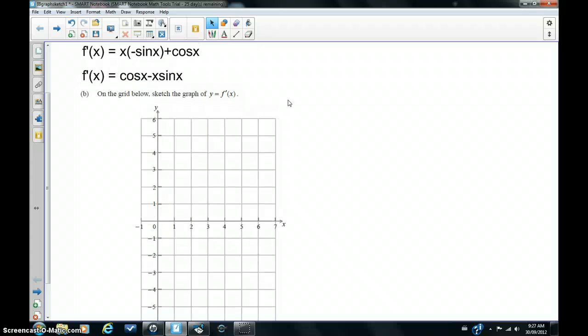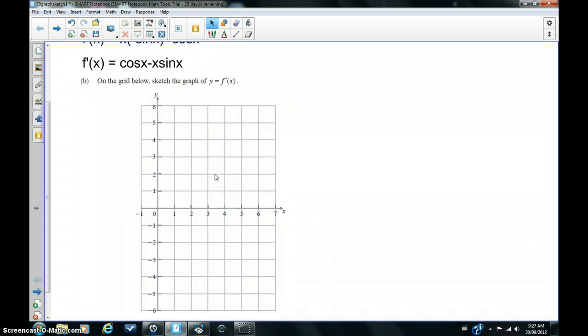Now one obvious point that this curve will pass through is given when x is 0, f dash of 0 is equal to cosine of 0, which is 1, minus 0 times sine 0, which is 0, so the graph will pass through 0, 1. Other than that, we really need to use the calculator to get the general shape of this function.